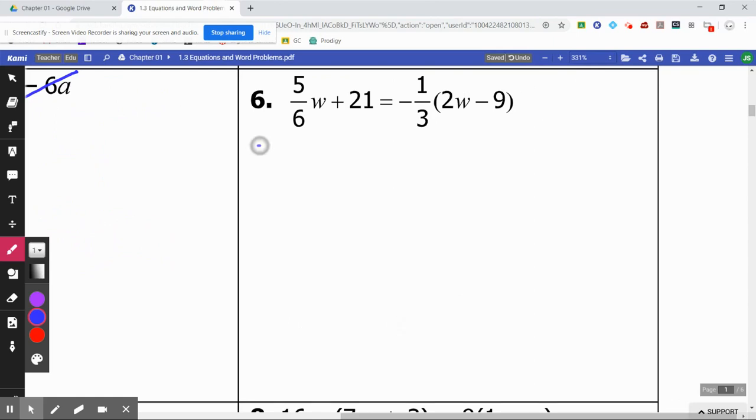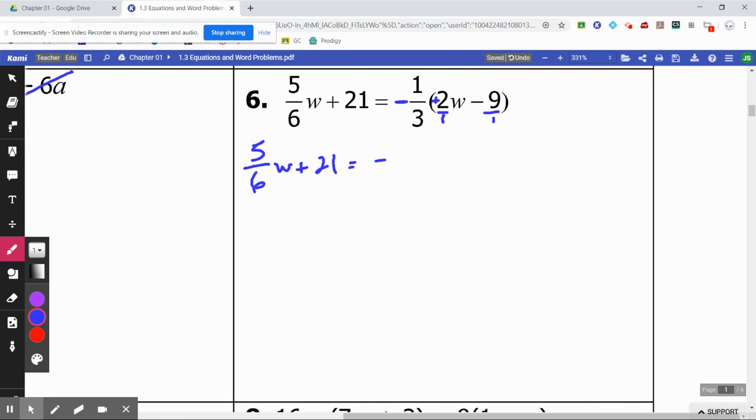Number 6, step number 1, let's distribute. 5/6W plus 21. Negative 1/3 times 2 and negative 1/3 times 9. We can do these in our head. A negative times a positive is a negative. Multiply tops, multiply bottoms, nothing cross cancels there, and it leaves you with 2/3. So negative 2/3 W. A negative times a negative is a positive.